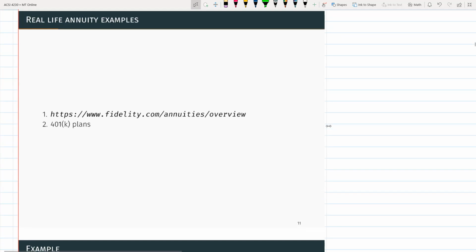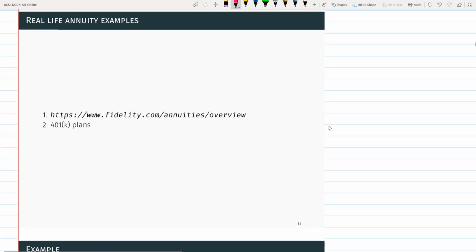Okay, so here are some real life examples. Please go to this site and read about life annuity examples. Here is the 401k plan, which is something you need to know.